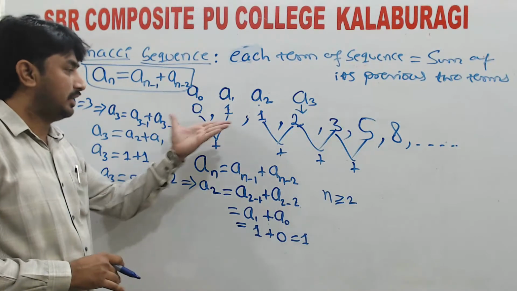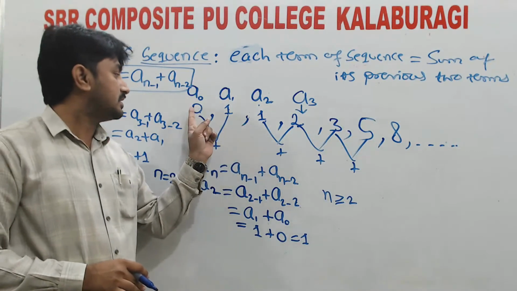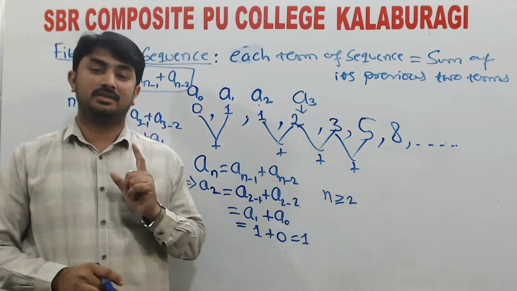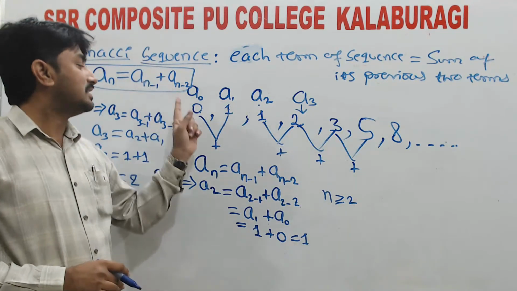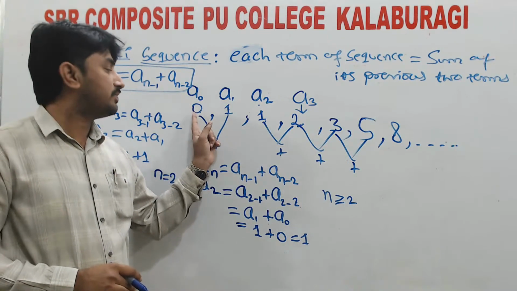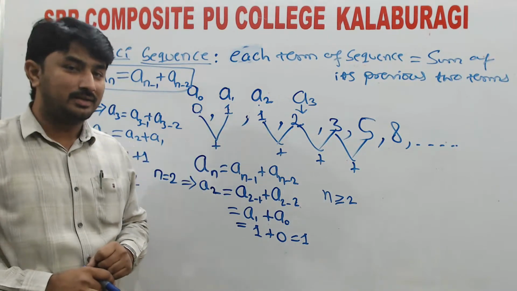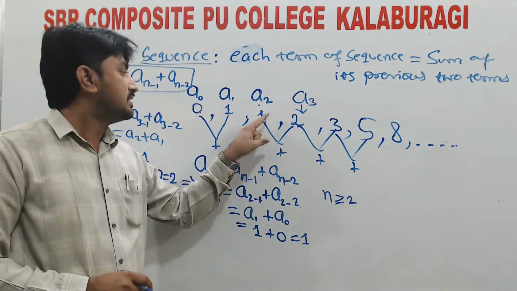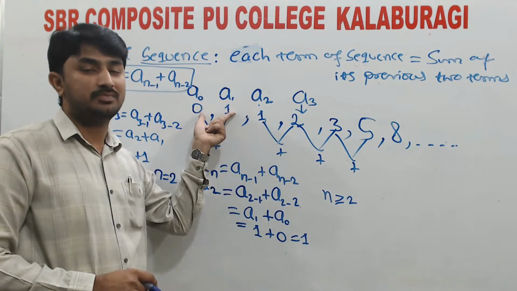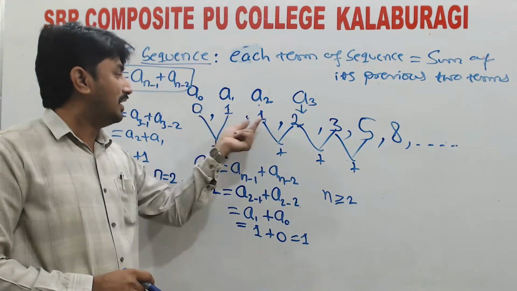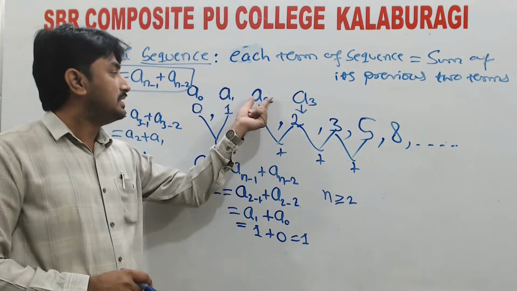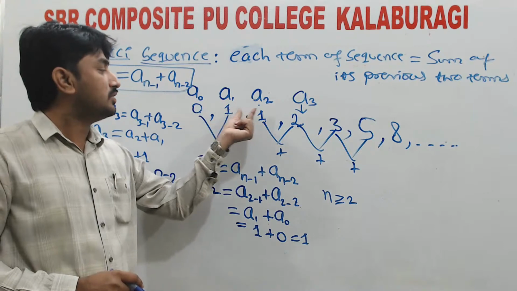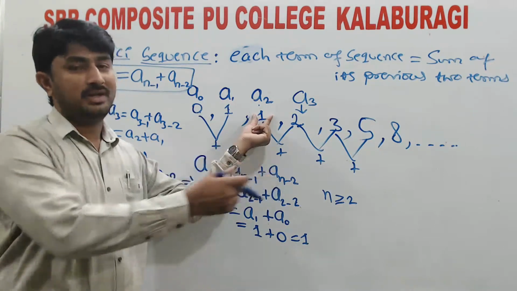Here I am taking an example. A Fibonacci sequence always starts with 0 and 1. It is the condition. What condition? The Fibonacci condition says that it always starts from 0 and 1. And the next term value is equal to the sum of the previous two terms' values. Therefore, the second term value is equal to the sum of the previous two terms. 0 plus 1 is equal to 1. It means it is equal to the next term value.